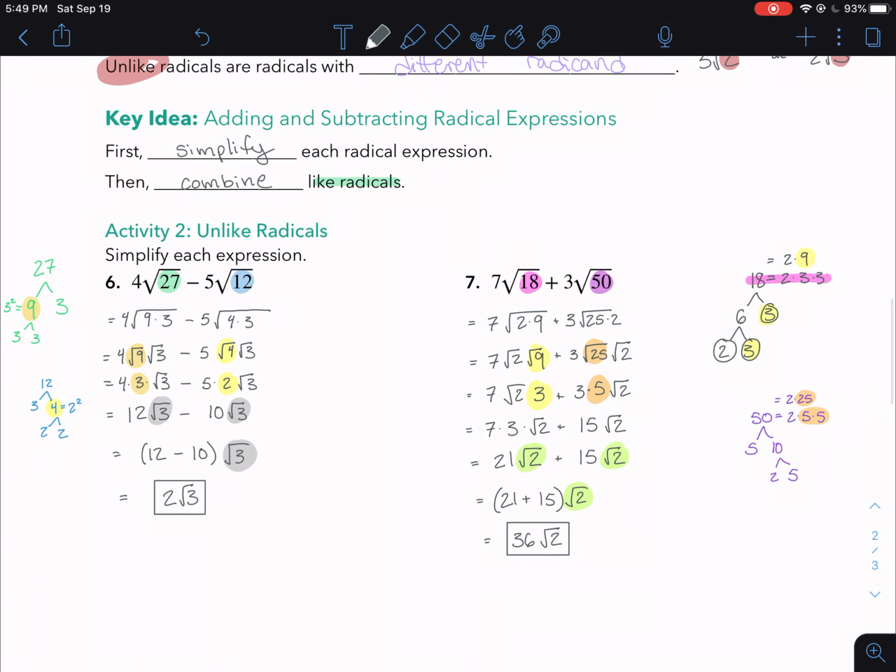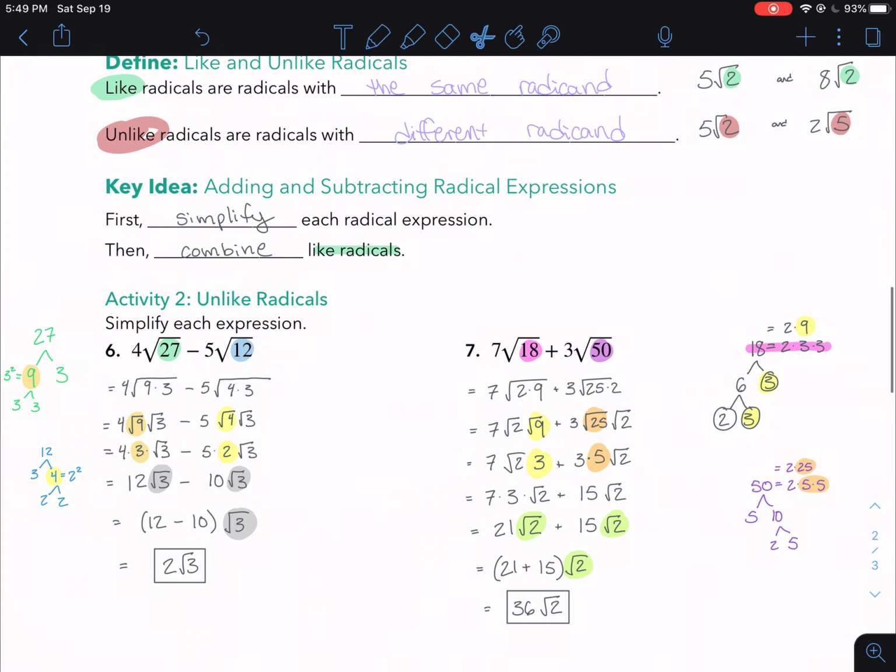So remember, you need to combine like radicals, which have the same thing under the radical sign, and then you're done. So simplify them and then combine like radicals.